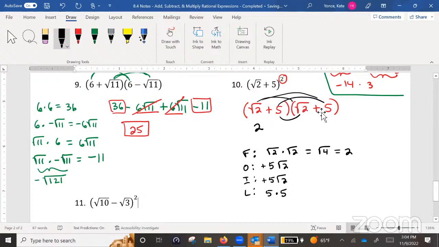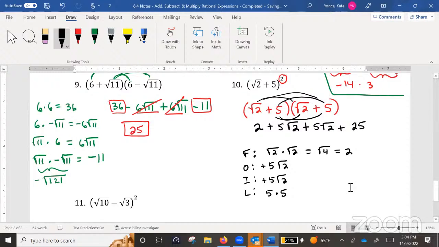Can't put them together because they're not both in the radicals. So that's just plus 5 square root of 2, plus inside. Another 5 square root of 2, plus last times last. 25, 5 times 5. Because the 5 times 5 was not a radical. It wasn't square root of 5 times square root of 5.